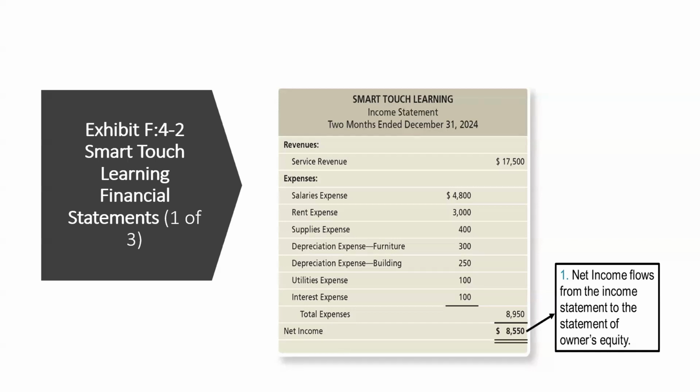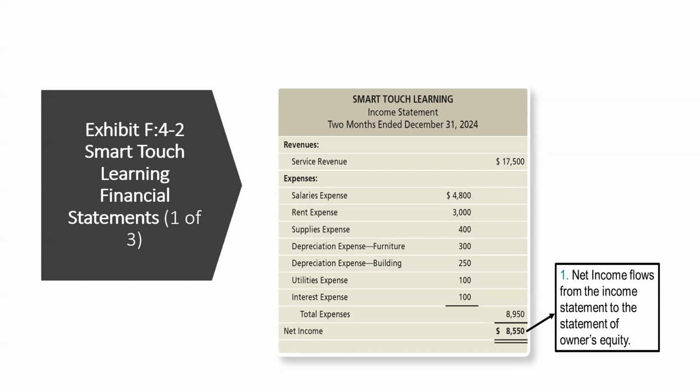And here they are. Well, here's one of them. Exhibit 4.2. Now, you know that we always prepare the net income statement first. The net income or net loss from the income statement will flow to the statement of owner's equity.